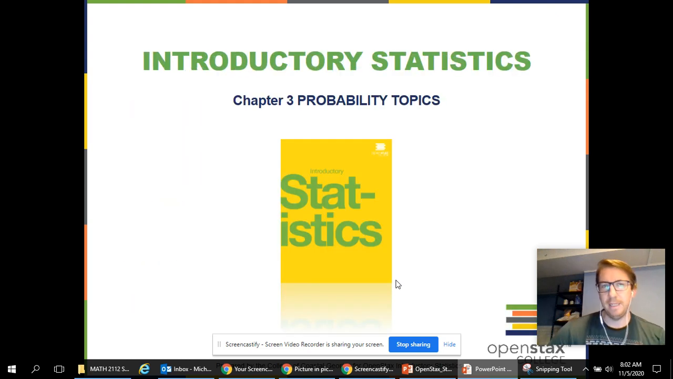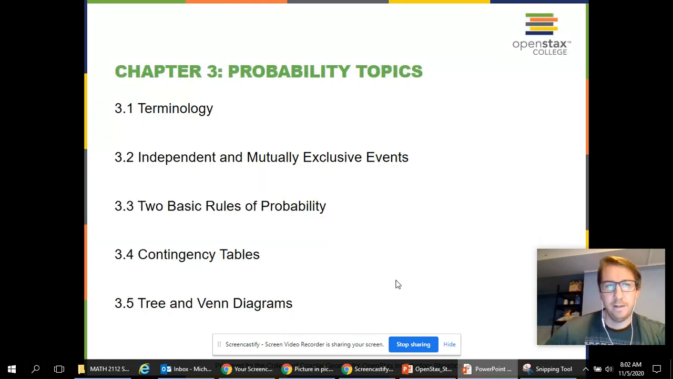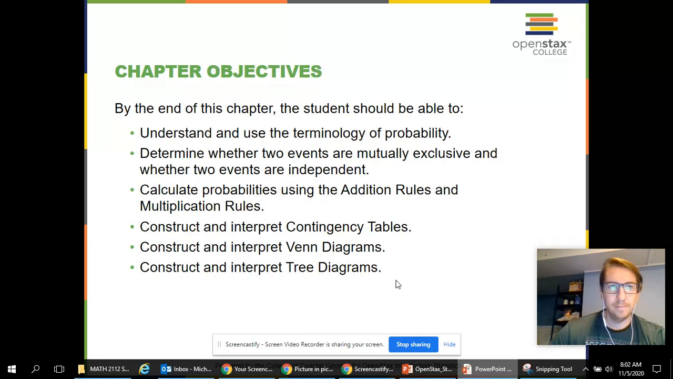In this video, we're going to be looking at Chapter 3, Probability. And here are our topics for this chapter. We're going to start by looking at some vocabulary and look at different types of events, 2 rules of probability, contingency tables, and just a little bit on tree and Venn diagrams. Here's everything you should be able to do by the end of this chapter.